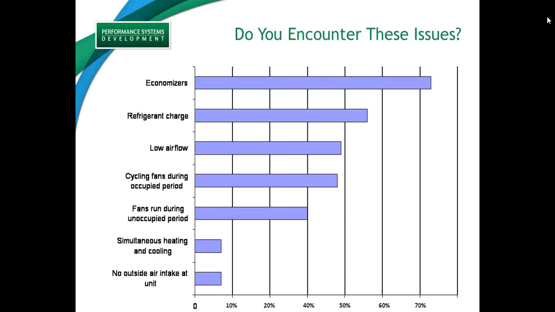We're going to learn how to identify them, how to correct them. If you've only seen one or two of these, most likely these do exist in the buildings you're going through, and there are low-cost, easy ways to correct them.